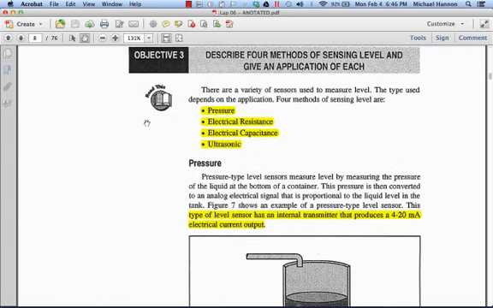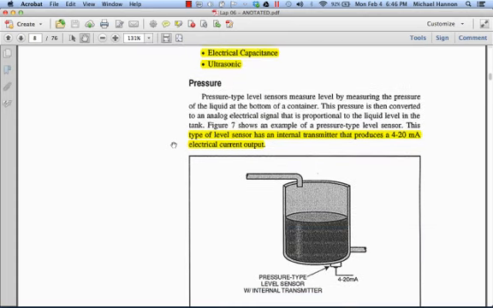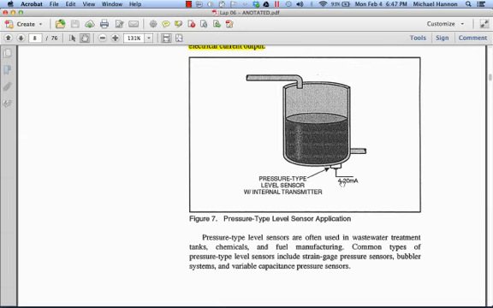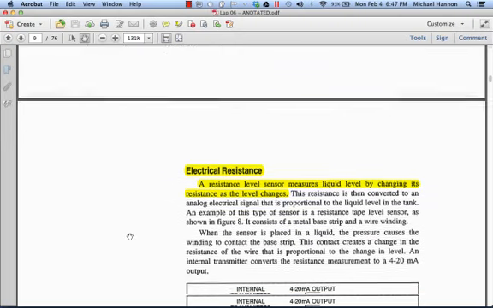Okay, now we have a couple of different types of level indicators. One uses pressure, one is electrical resistance, one is electrical capacitance, and then the ultrasonic one. The pressure one is like we had just been talking about. It sits at the bottom of the tank, senses the amount of pressure of the liquid in the tank, and then sends out the respective response, 4 to 20 milliamps, with 20 milliamps being totally full. You're familiar with that one from the lab.